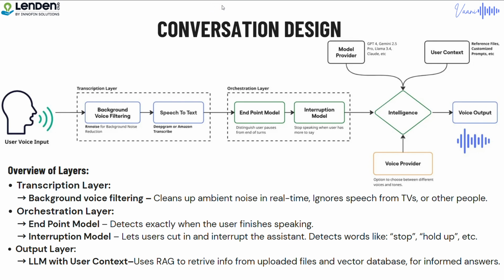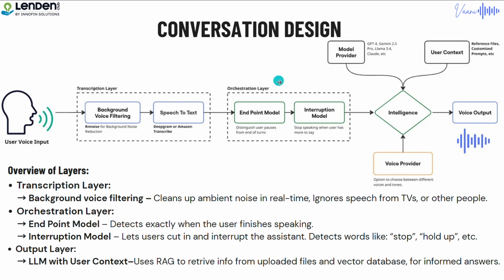Now our conversational design, how conversation will happen. So this is how the conversation will happen. Firstly, the user sends a voice note or similar in real time. Then we will apply background filtering, for that we will use noise suppression. Then we will have speech to text using Deepgram or Amazon Transcribe or Google's API.